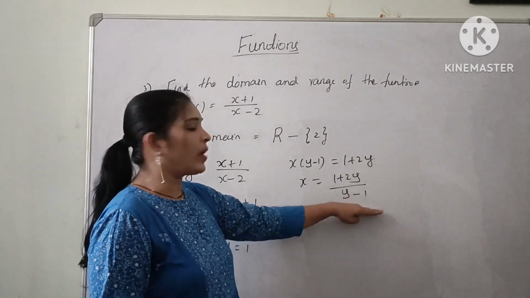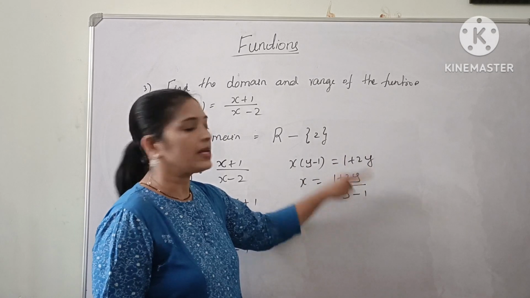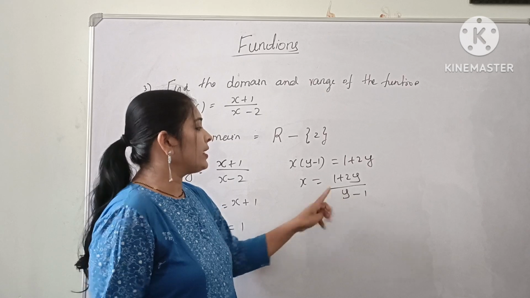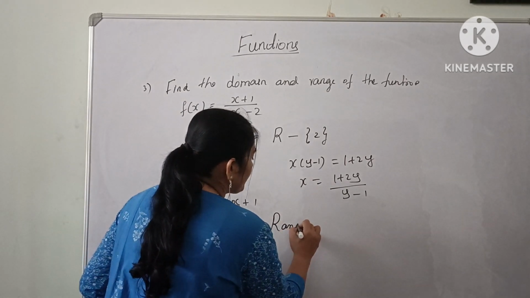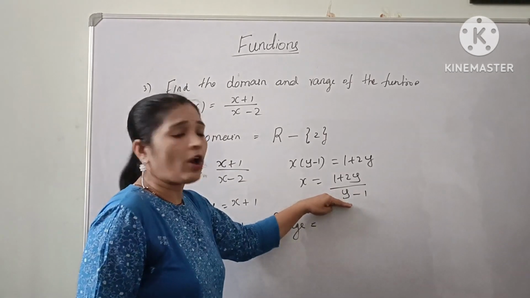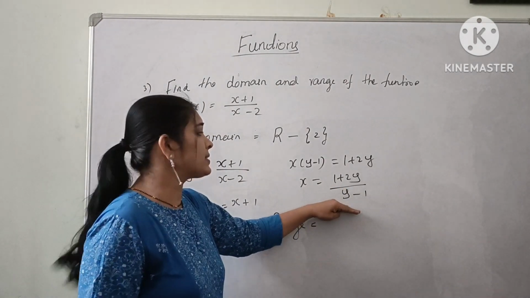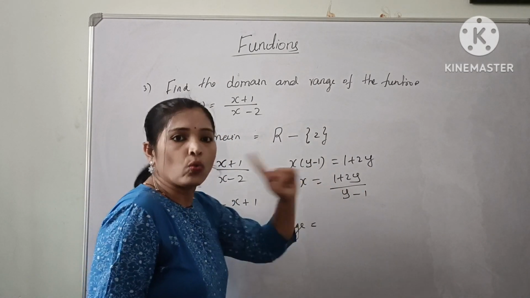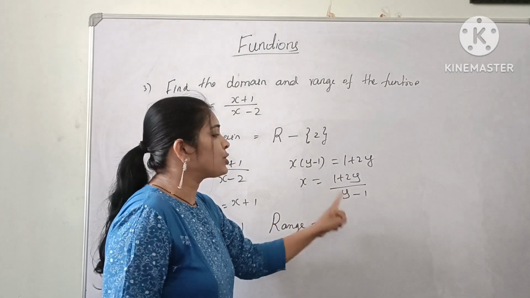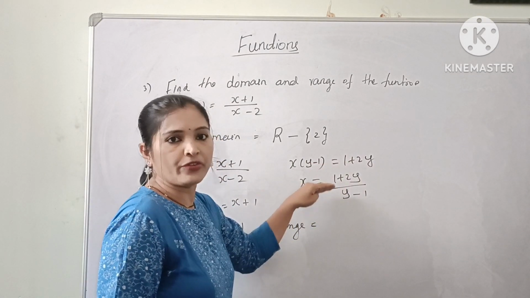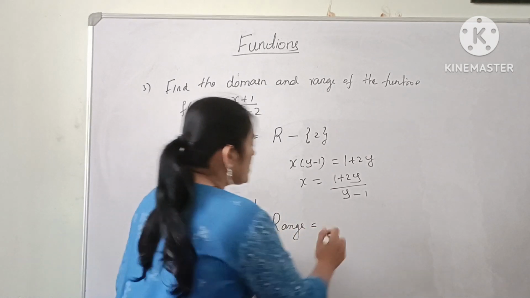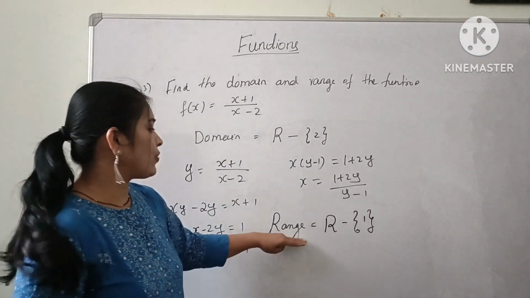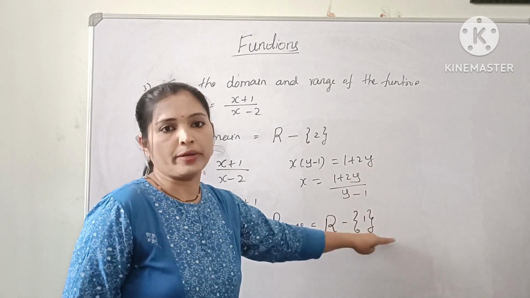See, if y is equal to 1, it will not be defined. Means there is no such element. Therefore, the range is nothing but all real numbers. If you substitute all the real numbers, you will get another real number here, except 1, because if you substitute y is equal to 1, it will not be defined. Therefore, the range is nothing but the set of all real numbers except 1. Okay, the set of all real numbers minus 1.